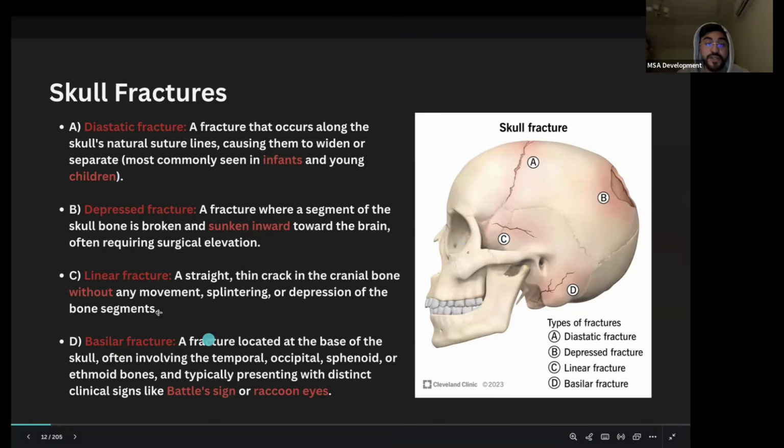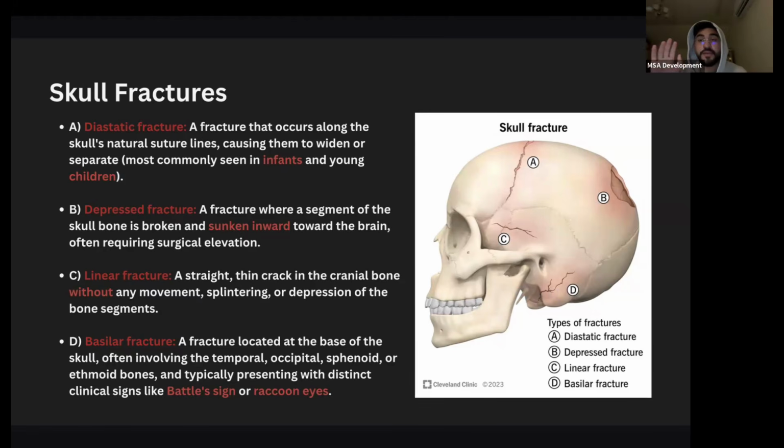The last one is the basilar fracture. So this is the basilar bone, the area at the base of the skull. The basilar fracture involves the temporal, occipital, sphenoid, and ethmoid bones. Typically, it presents with what we call the battle sign and raccoon eyes. The battle sign is basically a blood accumulation behind the ear, and raccoon eyes is periorbital ecchymosis around the eyes. Very, very, very high yield. The basilar fracture is really high yield.